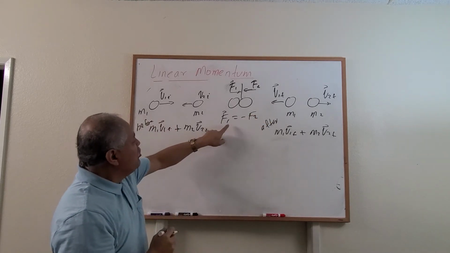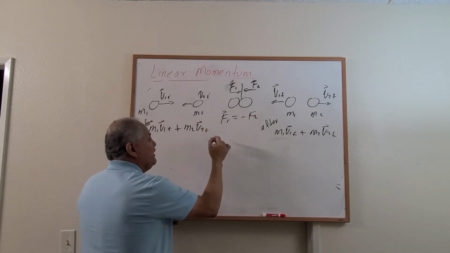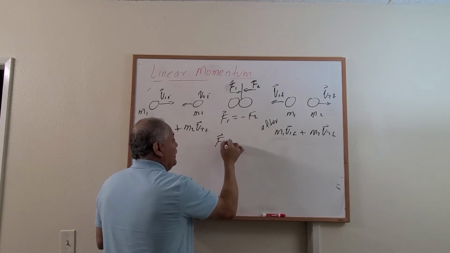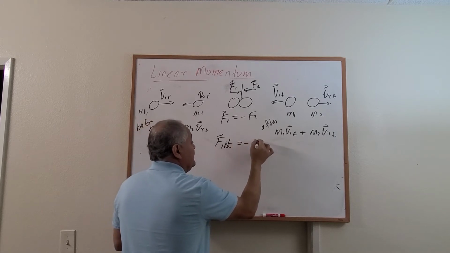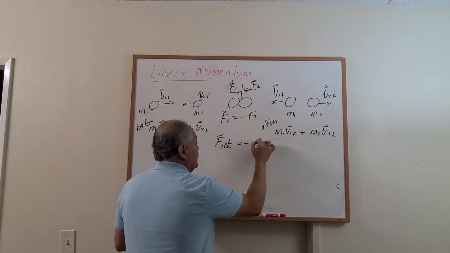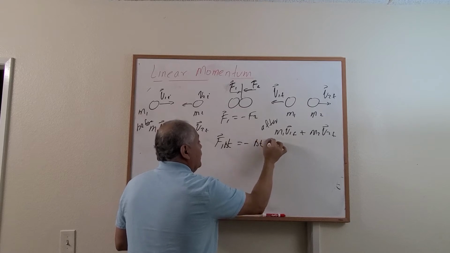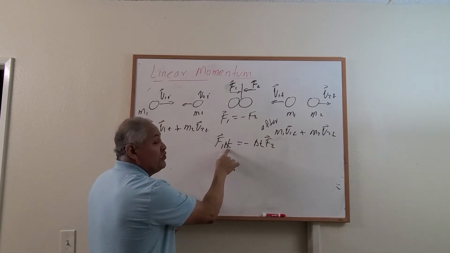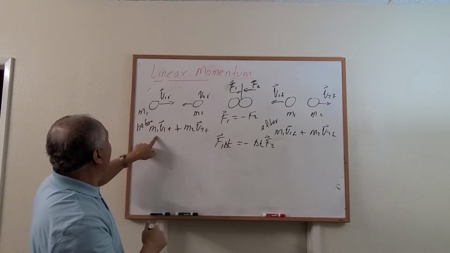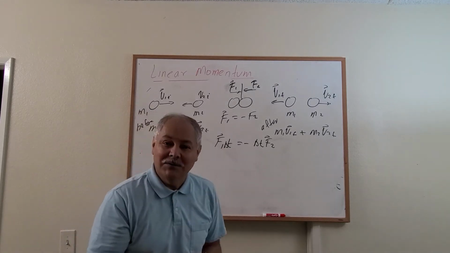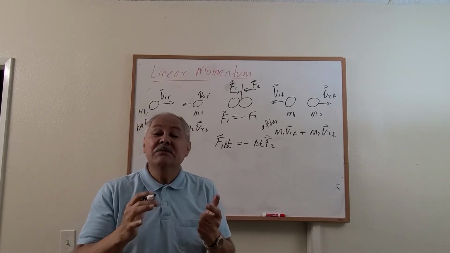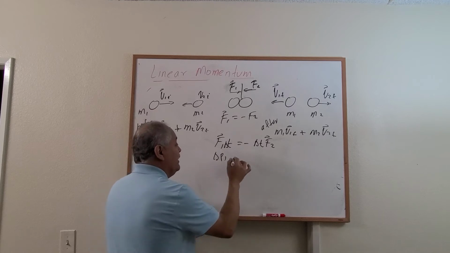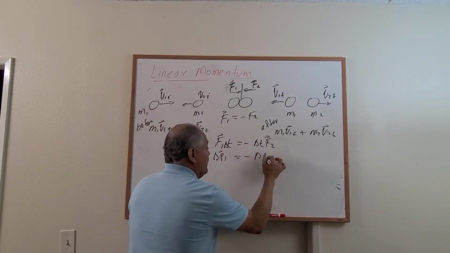Now, what happens when we multiply this by time? When we multiply this quantity by time, the equality stays the same, it remains for both sides. But what is this? Force times time. Force times time we found before is impulse, and impulse also equals a change in momentum. So that's the change in momentum of particle 1 equals negative the change in momentum of particle 2.